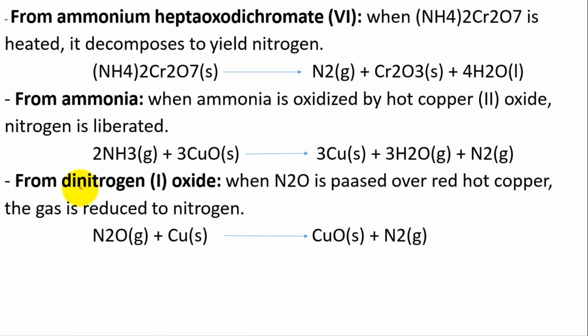Likewise, we can equally get it from dinitrogen (I) oxide. Dinitrogen (I) oxide is passed over red-hot copper, and the gas is reduced to what? Nitrogen. While the copper itself is oxidized to what? Copper oxide. Therefore, when you use dinitrogen (I) oxide with red-hot copper, the dinitrogen (I) oxide gets what?